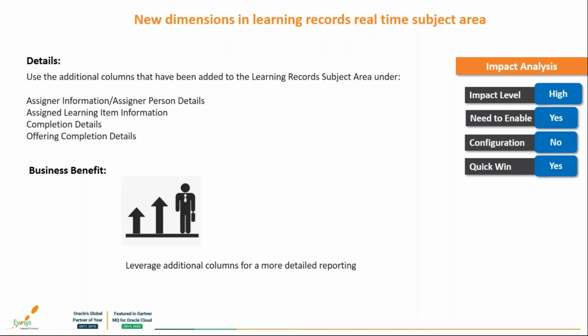Just as I mentioned, ladies and gentlemen, this time Oracle has paid extra effort on how we report metrics. This feature indeed helps us to improve the way we report. So now we can actually include the following in the subject areas. It could be the assigner information, it could be the assigned learning item information, completion details, or offering completion details of the learning record.